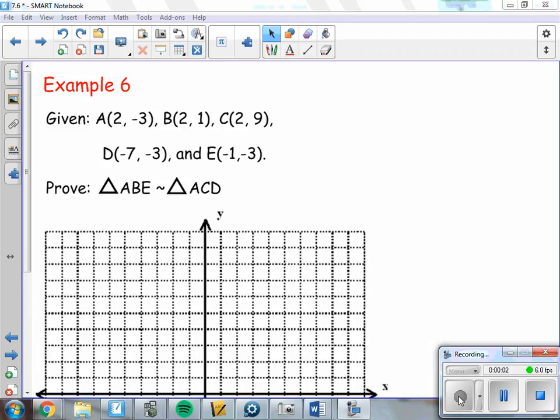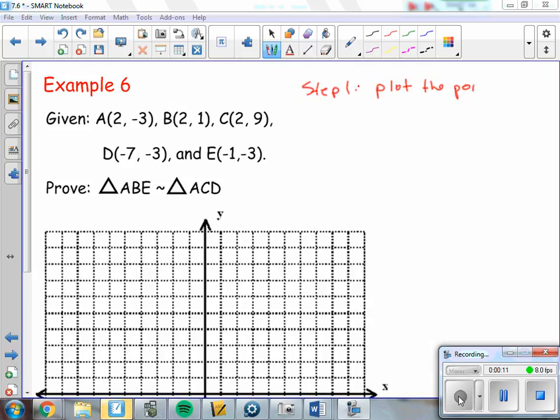All right, so let's go through the steps here. The first step, like you know, is in your notes, is to plot the points. So let's do it. So you look at the points, 2, -3.